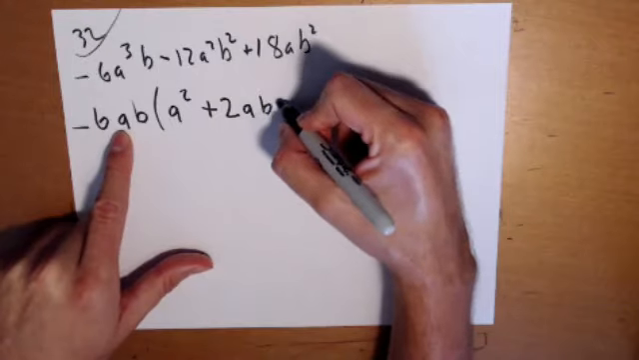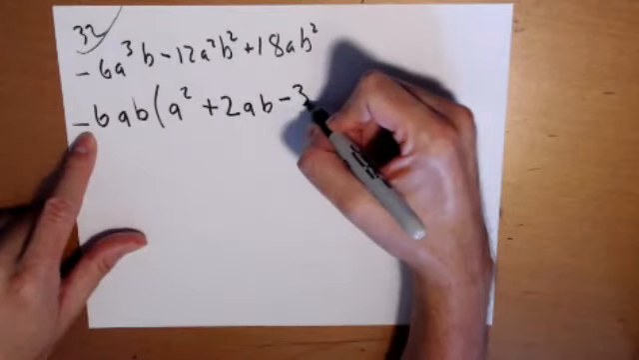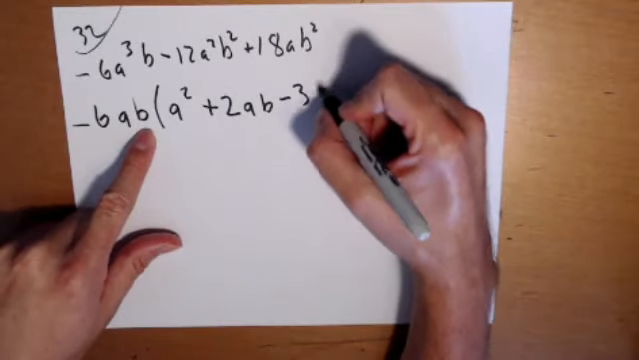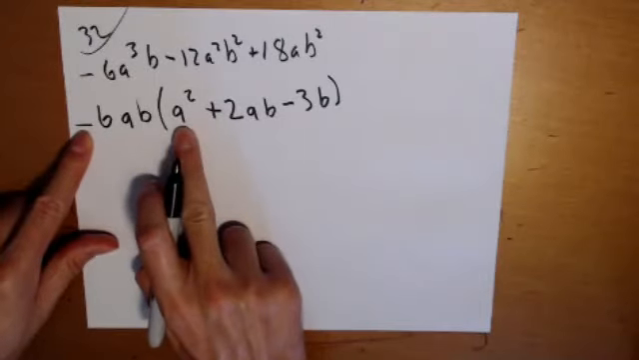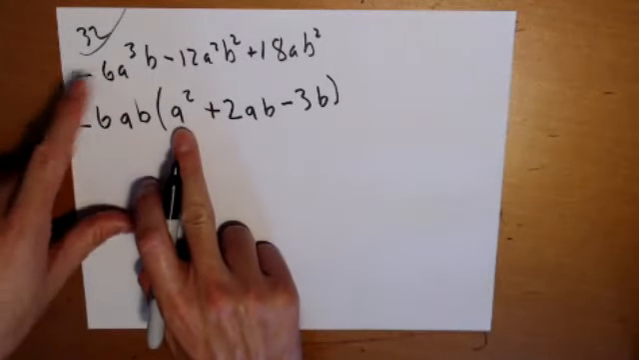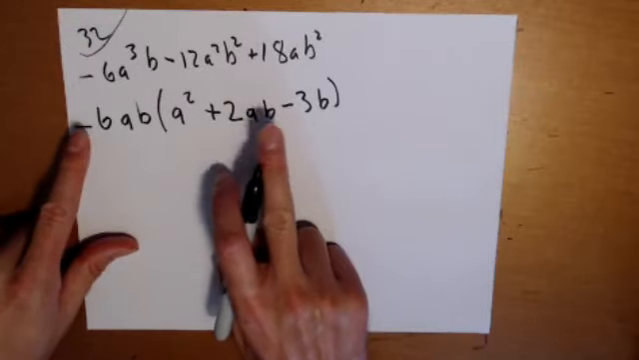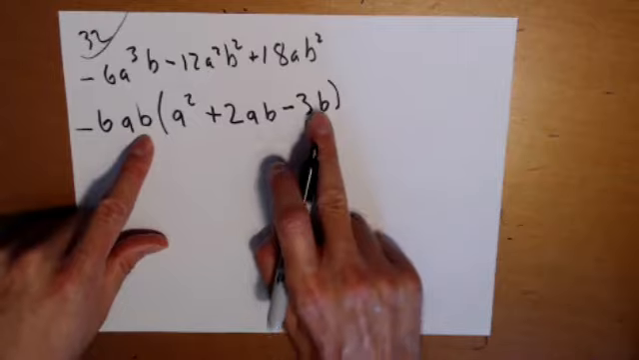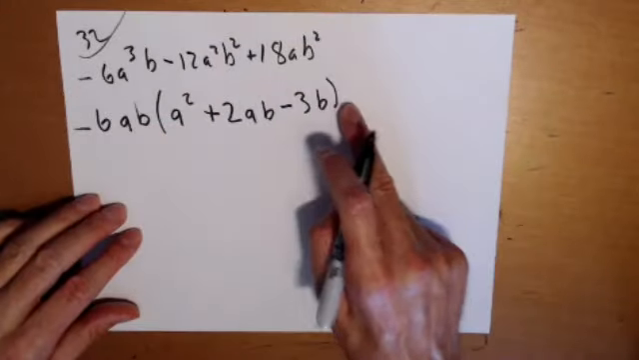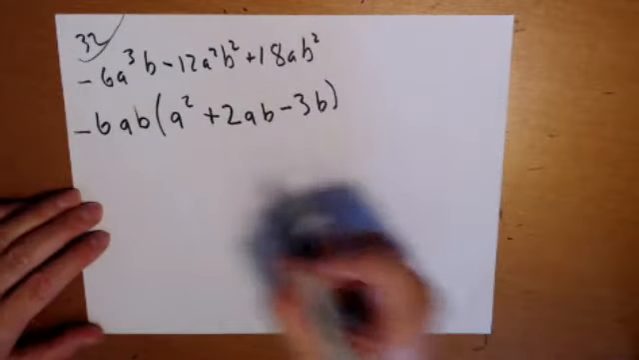So this would need a negative. Negative times negative is positive. And then the a is there, and the b, I need a b. So if you just double check, negative 6ab times a squared is negative 6a cubed b. Negative 6ab times this would be negative 12a squared b squared. Yep, negative 6ab times negative 3b gives 18ab squared. Yep. So just quickly double check after you factor, and we're good to go.